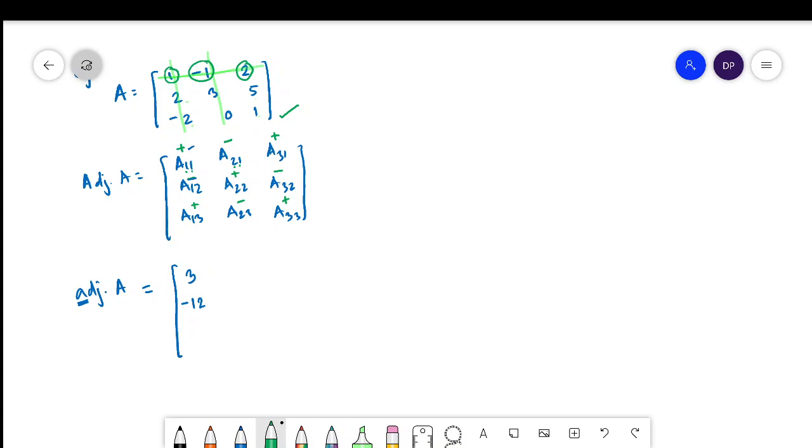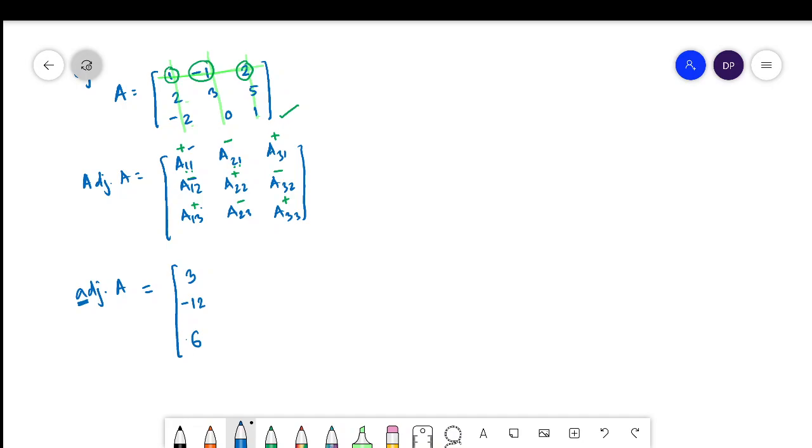So this one, what you have to do is you delete this column and this row and find the determinant of the remaining elements. 2 times 0 is 0 plus 6 is 6. So here it is 6 and the sign is already positive. So here also it is positive.